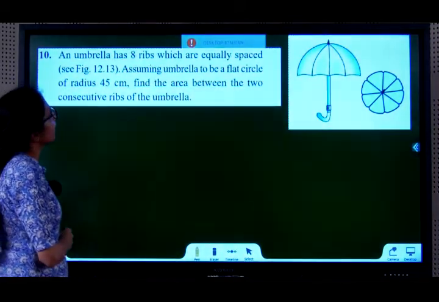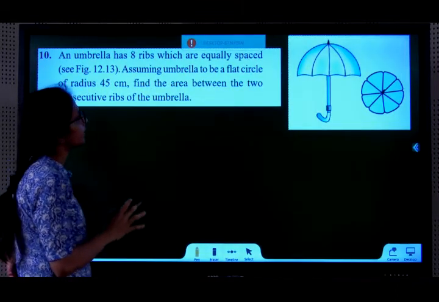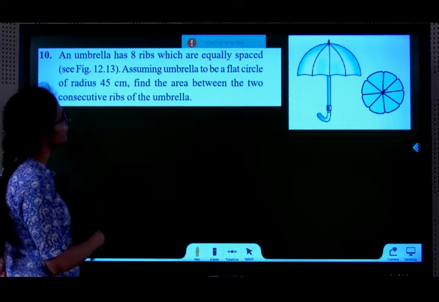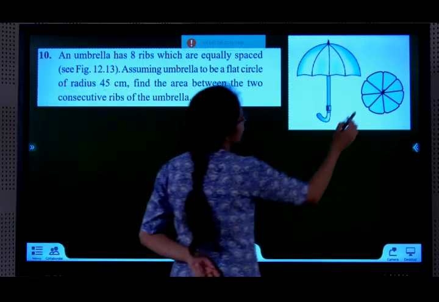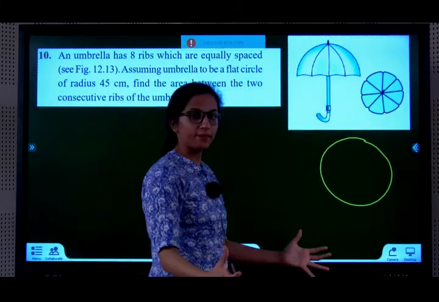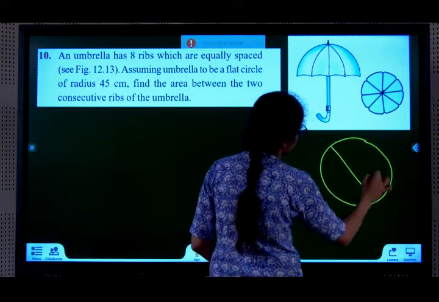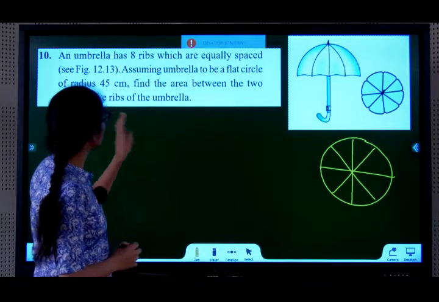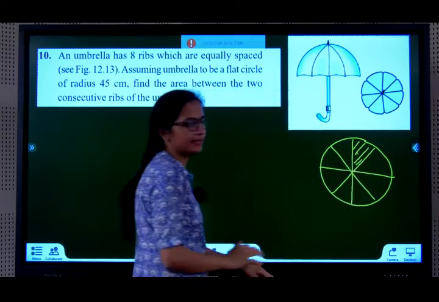Question 10. An umbrella has 8 ribs which are equally spaced. Assuming the umbrella to be a flat circle of radius 45 centimeters, find the area between the 2 consecutive ribs of the umbrella. See, they are telling you, assume this is not like a hemispherical shape, assume it's like a flat circle. It has 8 ribs. You have to find the area between 2 consecutive ribs. Means this one, area of a sector basically.